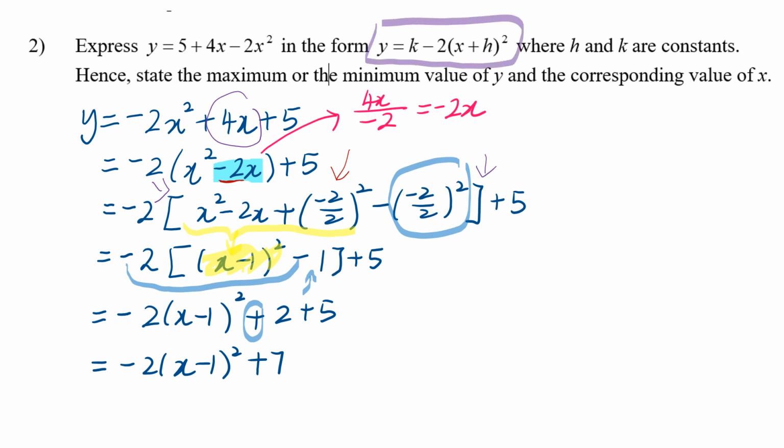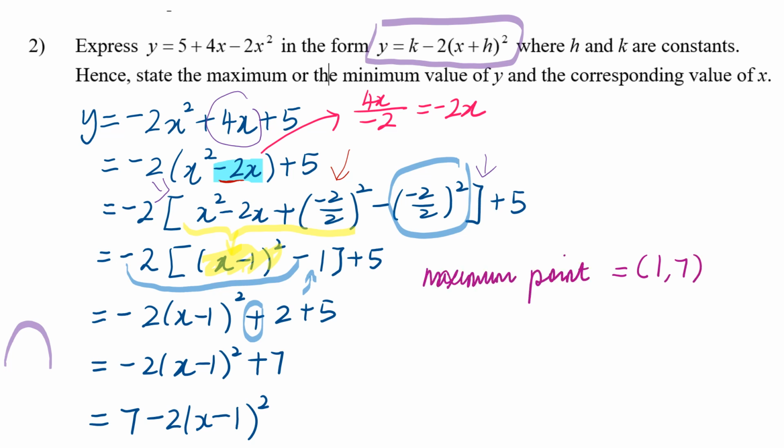Okay, rearrange it in this form, where you need to write the constant first, 7 first, followed by your completed square. If you look at this, the coefficient of x squared is negative, so it's an n-shaped curve. An n-shaped curve will have a maximum value, so hence you'll be given a maximum value.